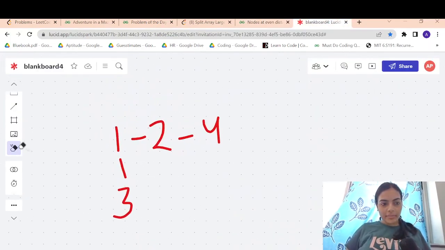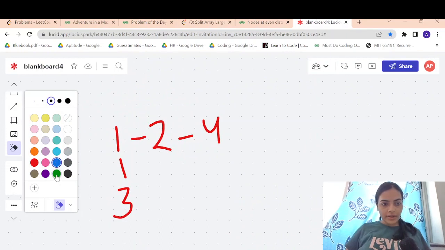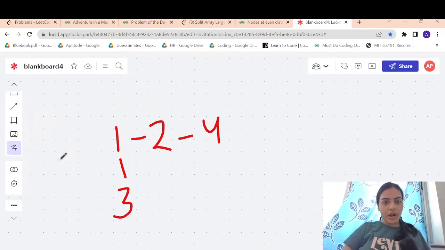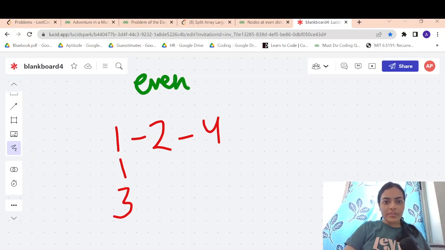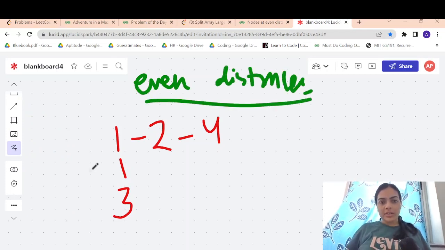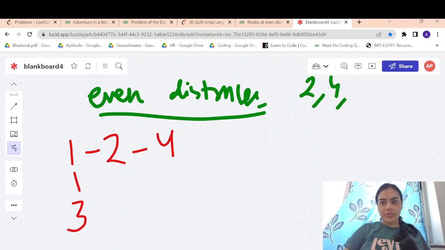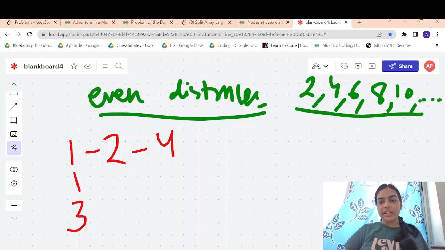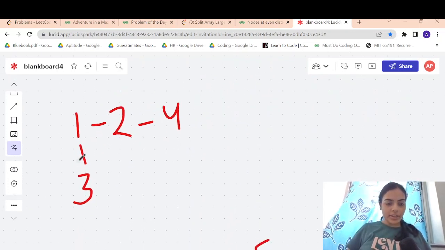Let's take this example. This is a graph that is given, and in this graph you have to count the nodes that are at even distances from each other. What do we mean by even distances? Even means distance of 2, 4, 6, 8, 10 and so on, right? If they are at these distances from each other, then they will be even distances. So let's try to take an example.